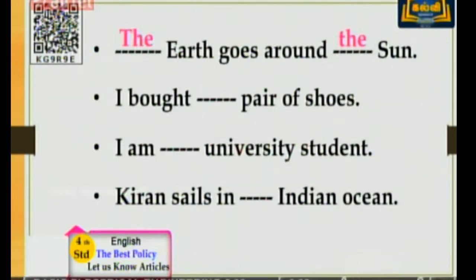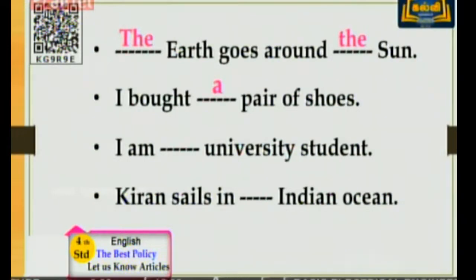Coming to the next sentence, I bought dash pair of shoes. Check your answers. Yes, you're right. I bought a pair of shoes. So you see the word pair, P-A-I-R. See the sound of the letter P. The sound is P. It doesn't come under A, E, I, O and U. So the article used there is a.